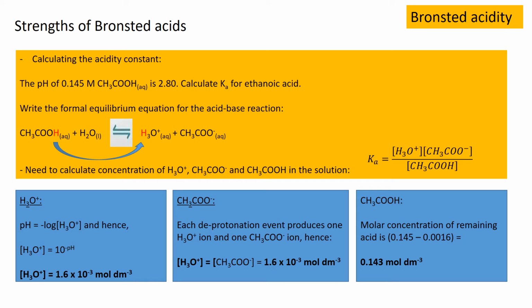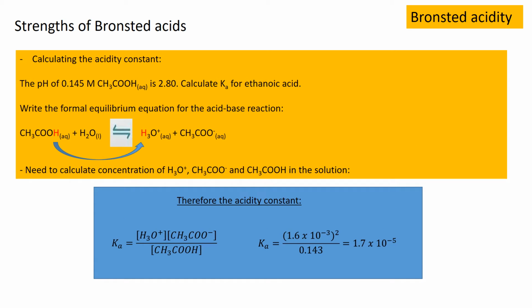The only other value that we have to calculate is the equilibrium concentration of the ethanoic acid, which is going to be equal to the molar concentration, which is 0.145, minus the concentration of any deprotonated ethanoic acid. In this case, it's 0.0016. So the equilibrium concentration of ethanoic acid is equal to 0.143 moles per decimeter cubed. All we have to do then is feed that into our equation that describes the acidity constant, and we get a value of 1.7 times 10 to the minus 5.